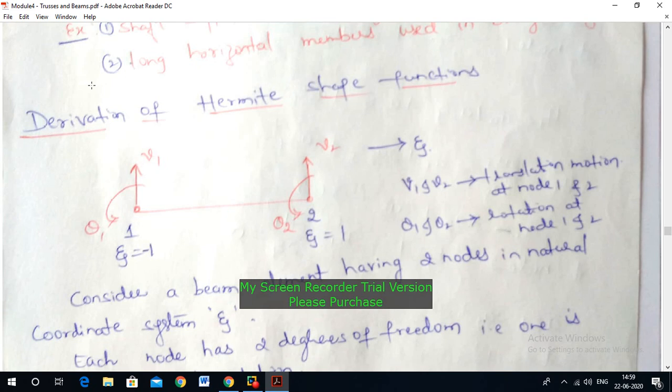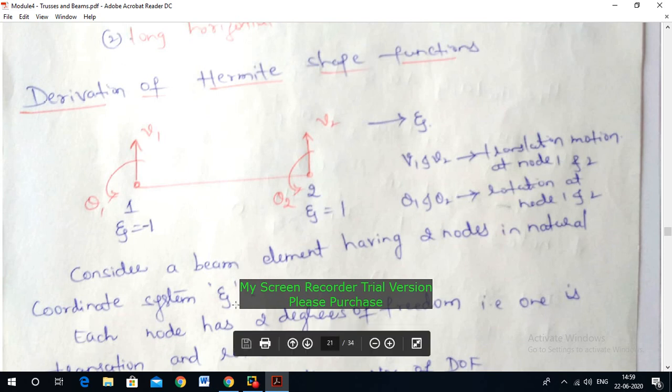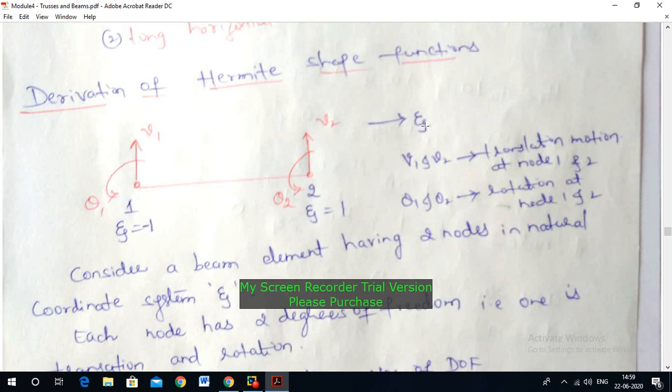First, consider a beam element. Consider a 1D beam element having two nodes in the natural coordinate system, that is zeta. First draw one beam element, and I consider this beam element in the natural coordinate system zeta. This beam element consists of two nodes, node 1 and node 2.